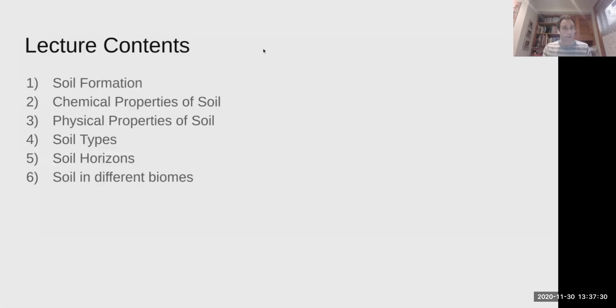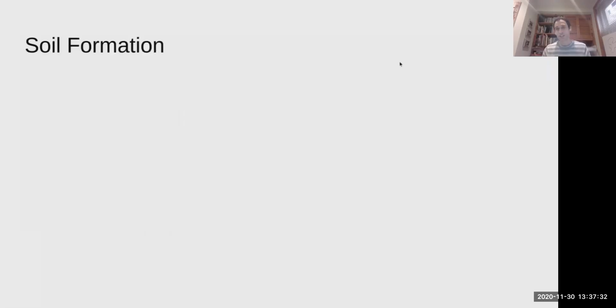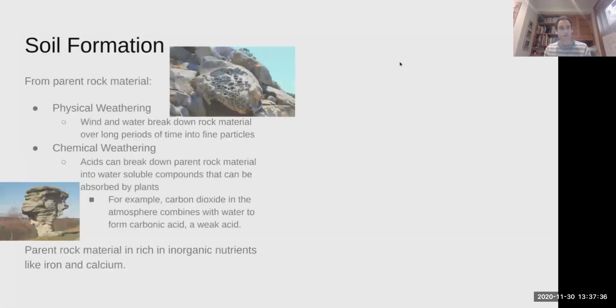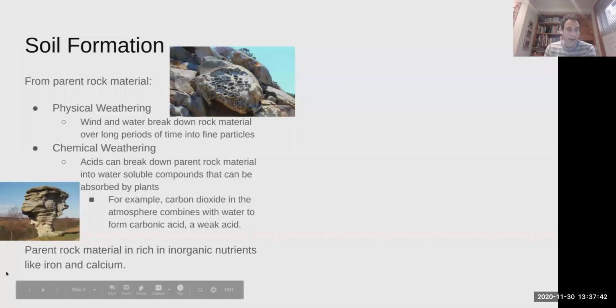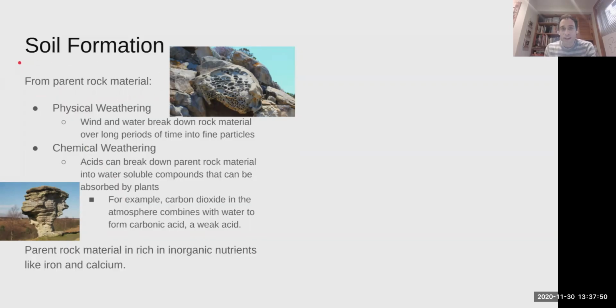So we're going to begin with soil formation and answering the question, how is soil formed? We have two components of soil, and one is the parent rock material. This is the first ingredient of it. Rock gets broken down into much finer pieces, and we have two ways that this can happen.